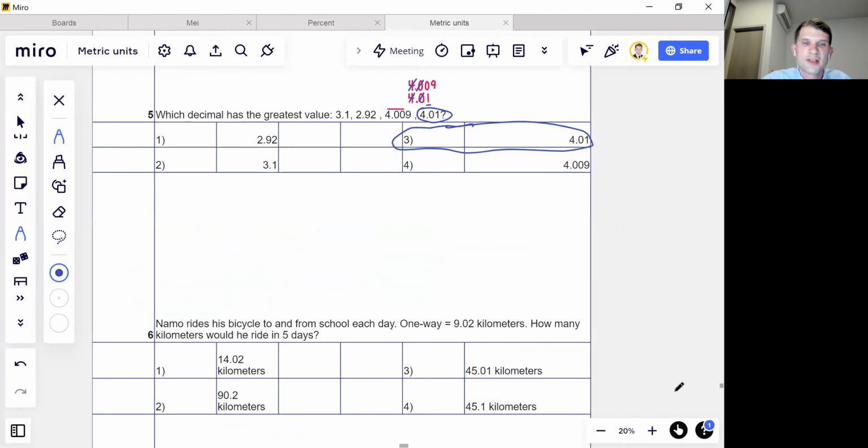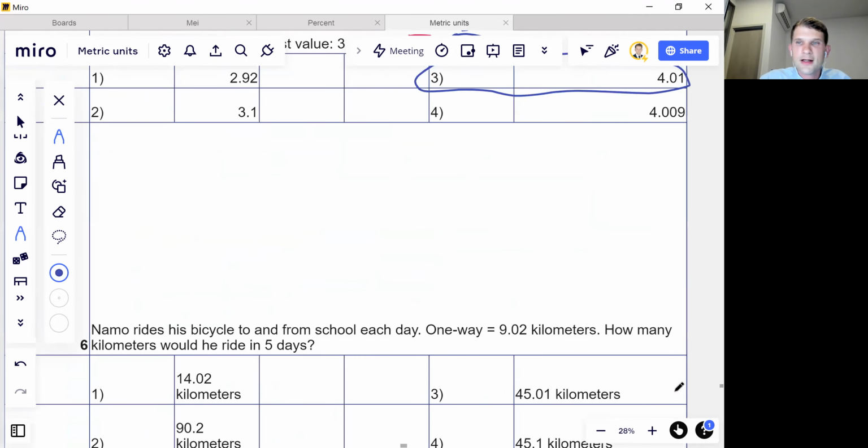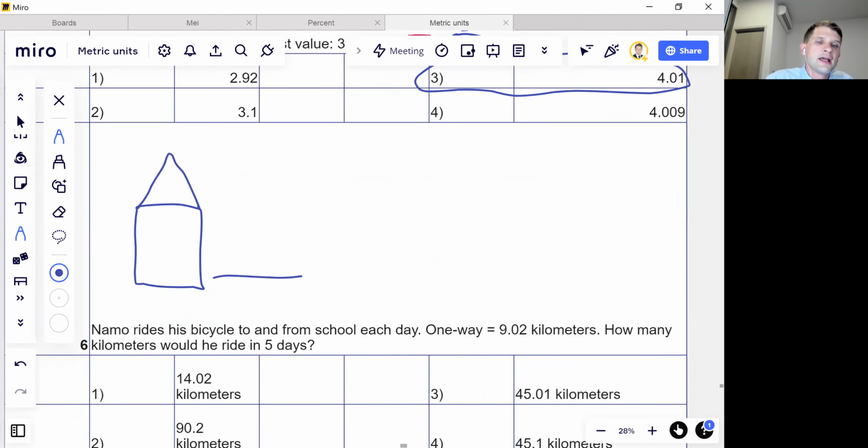Okay, moving on to number 6. It says, Namo rides his bicycle to and from school each day. One way is 9 2/2 kilometers. How many kilometers would he ride in 5 days? Okay, so first I think I should sketch this out quickly. And we have Namo's house here, which is 9 2/2 kilometers away from school. So he's going to bike 9 2/2 kilometers in the morning before school.